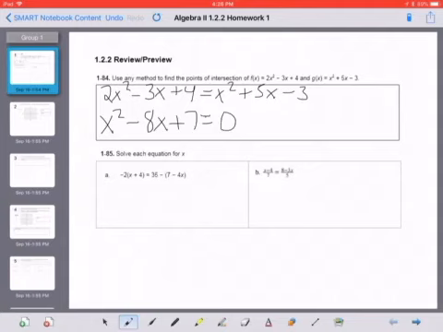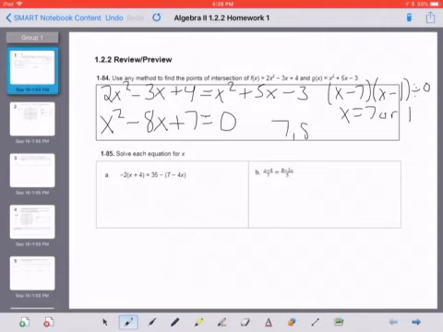So then you would factor it. And when I factored it, you could box and diamond it or old school factor it. I got x minus 7 and x minus 1 equals 0. So I know that my x values, x is going to equal 7 or 1. And then I have to plug those back in. So when I plug them back in, I got 7, 81 and 1, 3 as my two intersecting points.